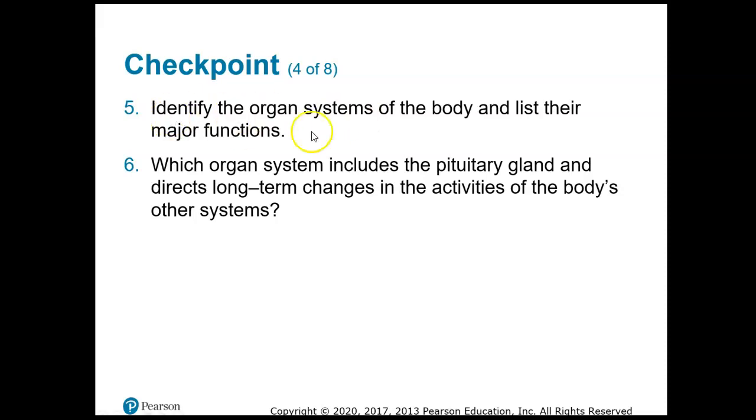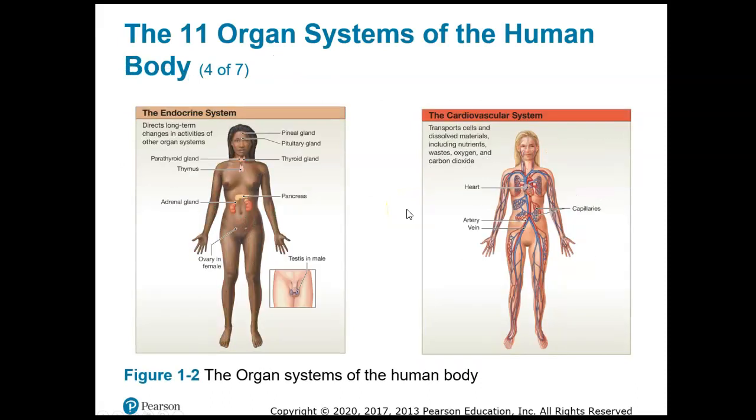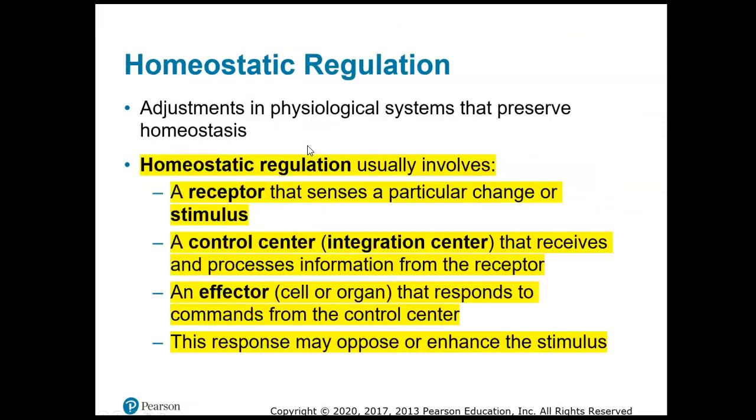Urinary. So number 6, which organ system includes the pituitary gland and directs long-term changes in the activities of the body's other systems? And that would be the endocrine system. Pituitary gland. Okay.